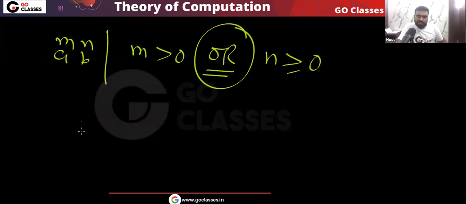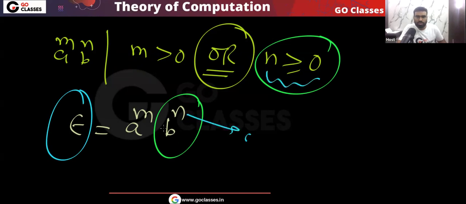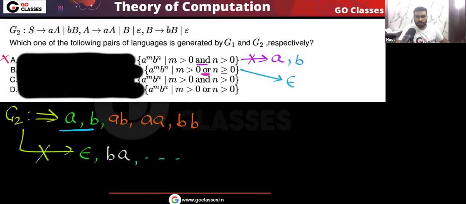Now you notice this empty string will satisfy this condition. Yes or no? In the empty string I can say a power m b power n, where you can see that n is greater than or equal to 0. So there is an or here. Are you getting my point? So the empty string will satisfy this condition, because in the empty string this is also 0, this is also 0, but there is an or here, that either this would happen or this would happen. So option B can generate the empty string, but the grammar is not generating the empty string. We cannot generate the empty string from the grammar.